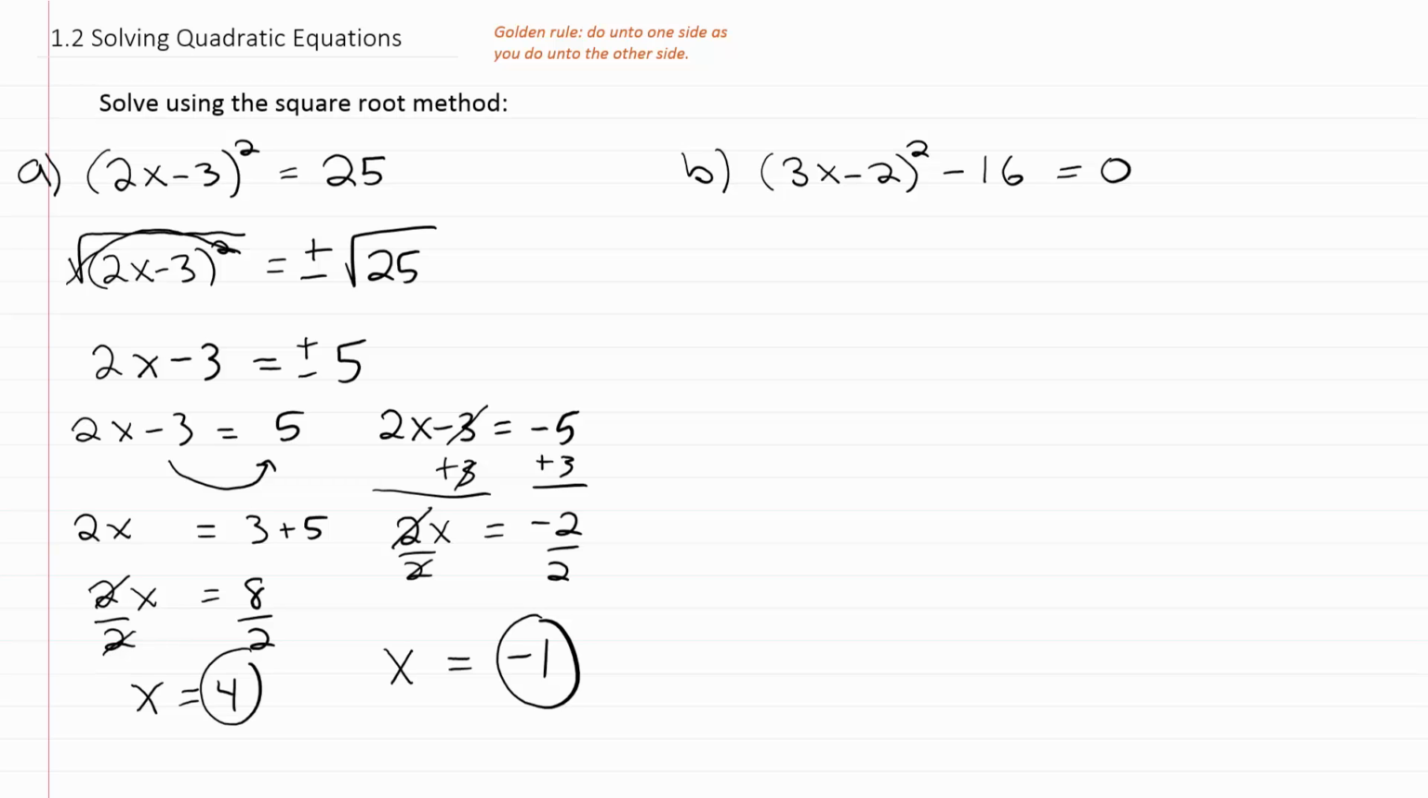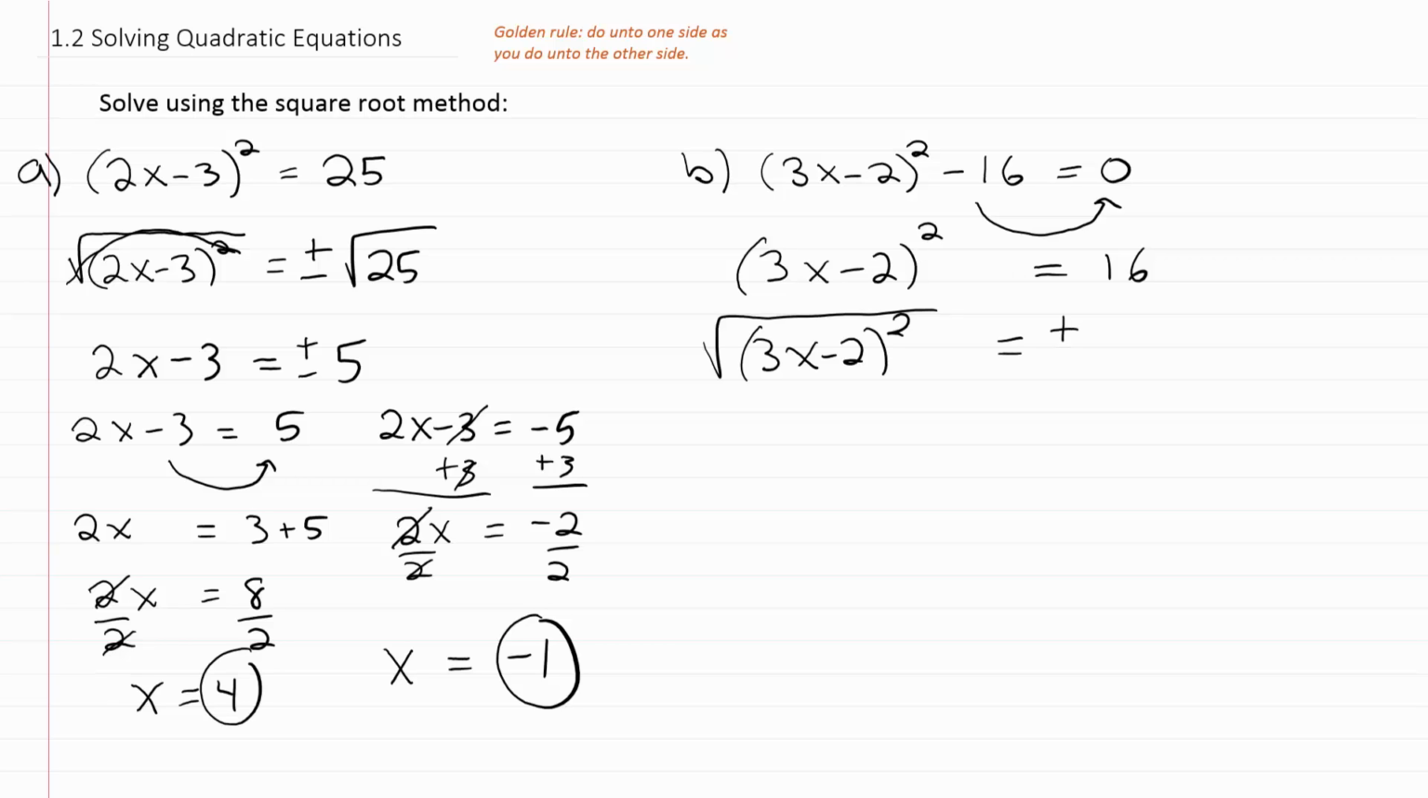For example B, before we can take the square root of both sides, we really have to move this negative 16 to the other side and make it positive 16. So it'll be 3x minus 2 quantity squared is equal to 16. So we need to rewrite the equation so the constant is on the other side of the equation. Then we take the square root of both sides. So we'll have the square root of 3x minus 2 squared. And that'll be equal to plus or minus the square root of 16.